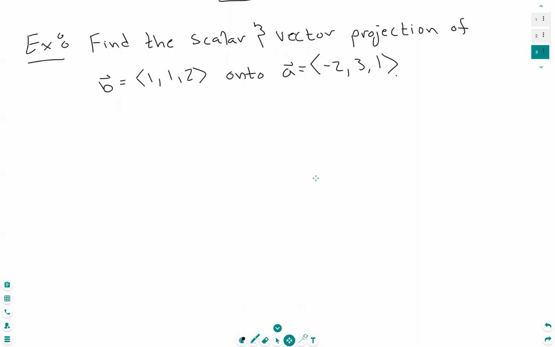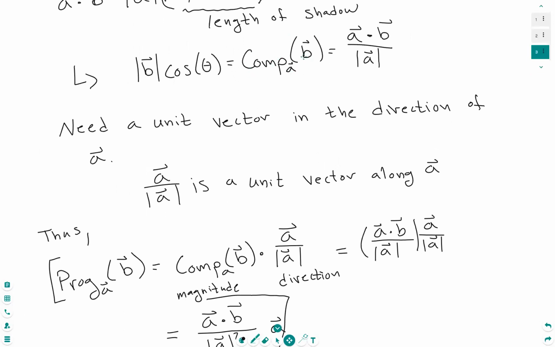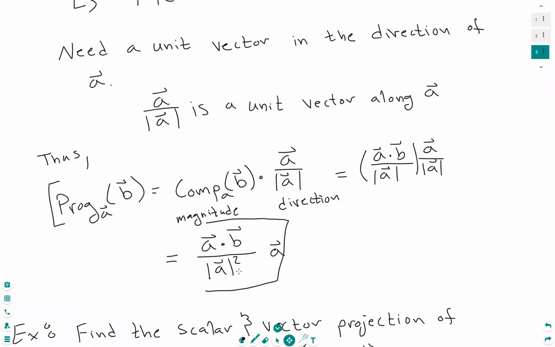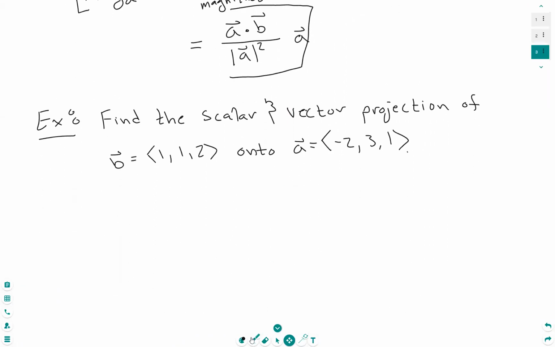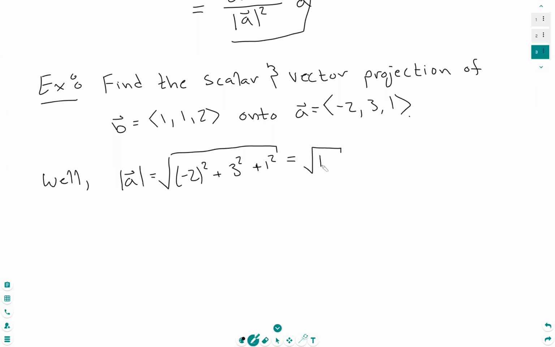And notice that, I'll scroll up here for a second, both the component or scalar projection and the vector projection involve the dot product and the magnitude of A. So I'm going to go ahead and pre-calculate those for both. I know that the magnitude of A is equal to the square root of -2 squared plus 3 squared plus 1 squared. This gives me the square root of 14.